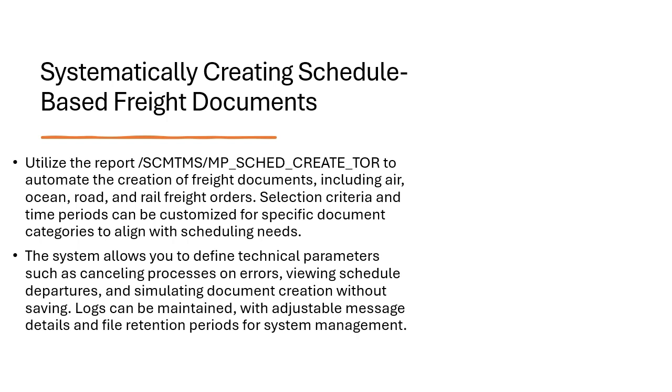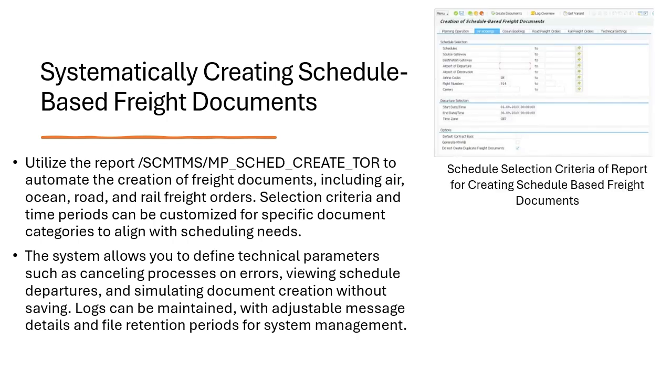By integrating selection criteria with the schedule information, organizations can streamline their freight documentation process. And this image shows the criteria used in the report for creating freight documents based on schedule. It also showcases various parameters which users can define, such as the departure dates, frequency of flight, and specific contract basis. So the figure shows the emphasis on the flexibility and customization available to users while generating freight documents, which also allows them to align their operations with fluctuating demand and specific business needs.